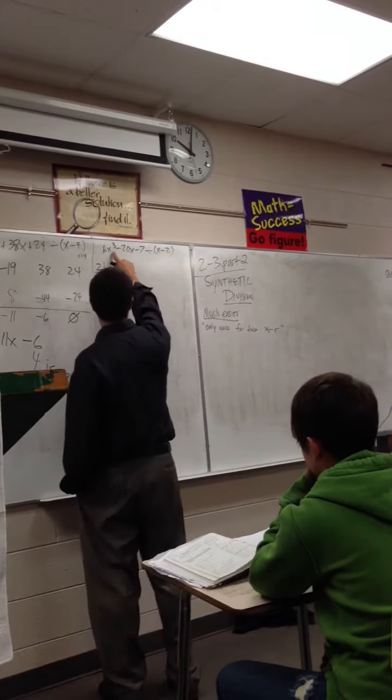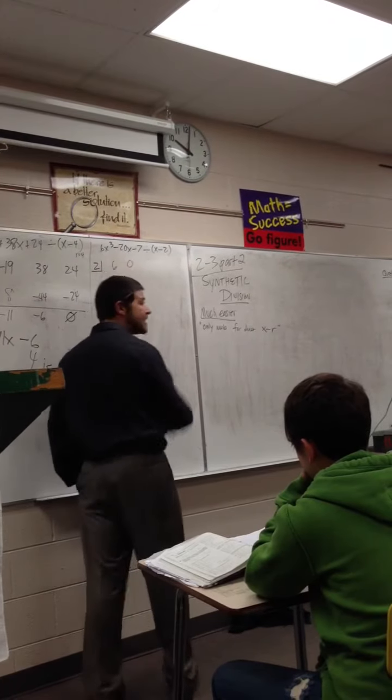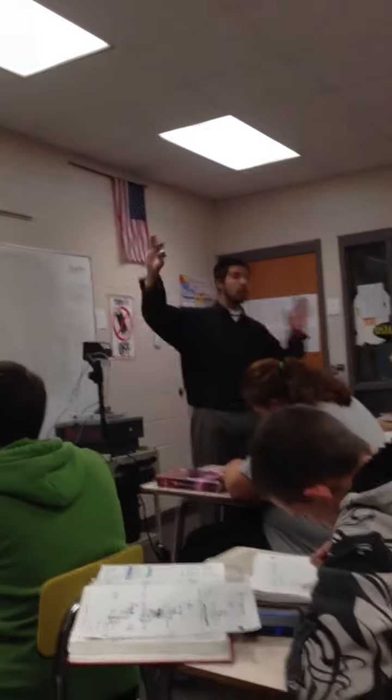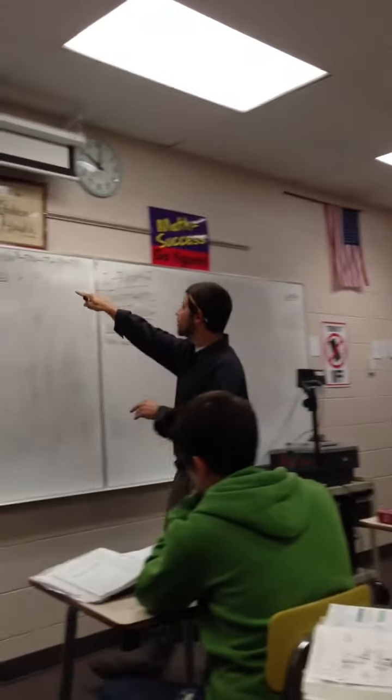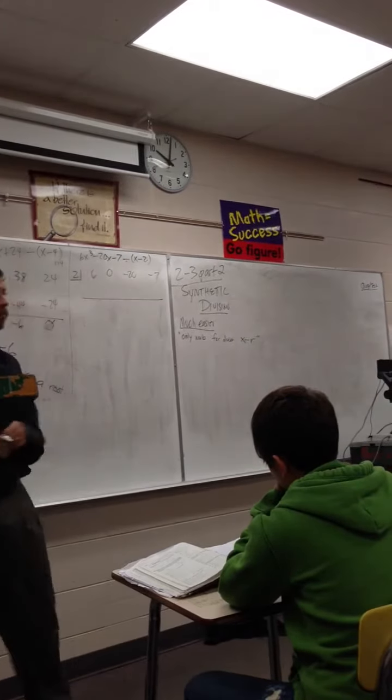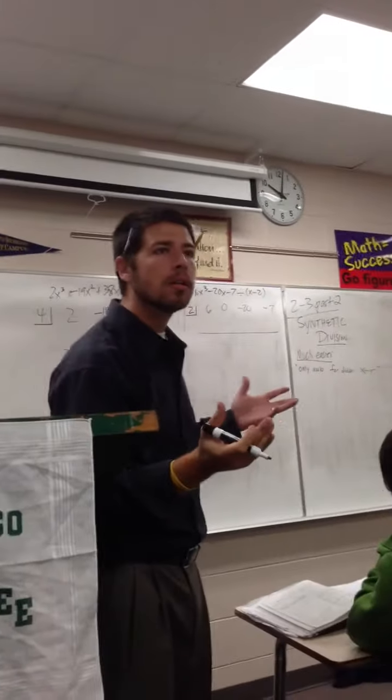Because if you have an x cubed, I put a 6, you got to put a 0 in there. You got to put your 0, just like before. If you skip over that, it's going to mess the whole problem up. All right? Because I have a 0x squared, I got a negative 20, I got a negative 7, draw my line. Okay, what's the pattern?